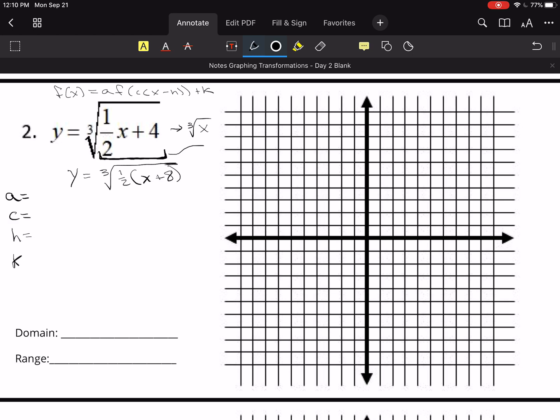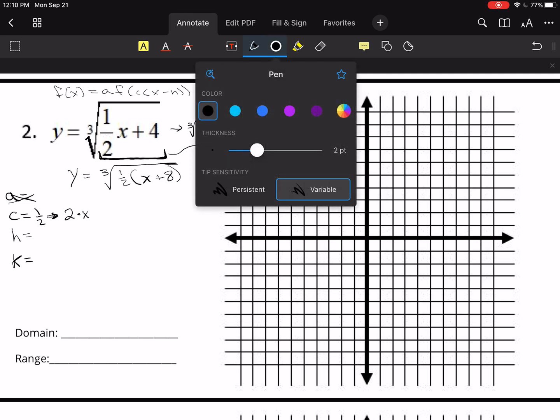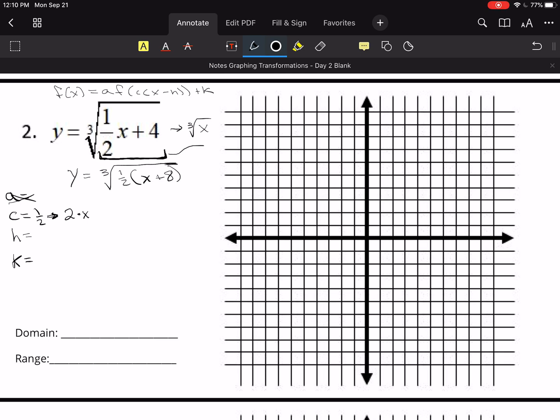Now I want to identify all my shifts: A, C, H, K. So I have no A. C is 1/2, which means I'm going to multiply my x by its reciprocal. So I'm going to do 2 times all my x values. Now, H on the inside, always the opposite. So if it shows me +8, that really means I'm doing -8. So I'm moving left. And there's nothing at the end there, so there's no K value.